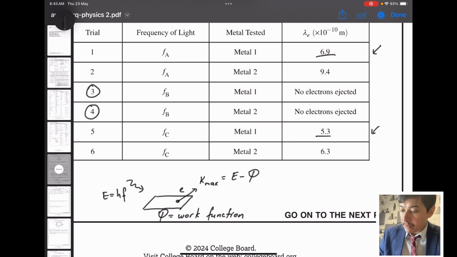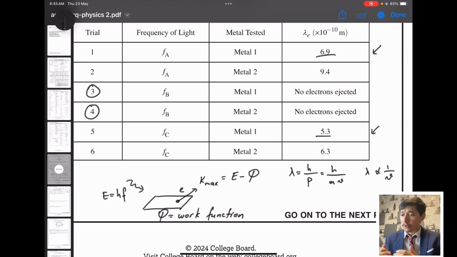Here, we must remember the de Broglie wavelength equation, which is equal to Planck's constant h over momentum, which can be written as Planck's constant divided by mass times velocity. So we can see that the de Broglie wavelength is inversely proportional to the speed. So if FC is resulting in a smaller de Broglie wavelength, it means that the speed of the electron would be higher.